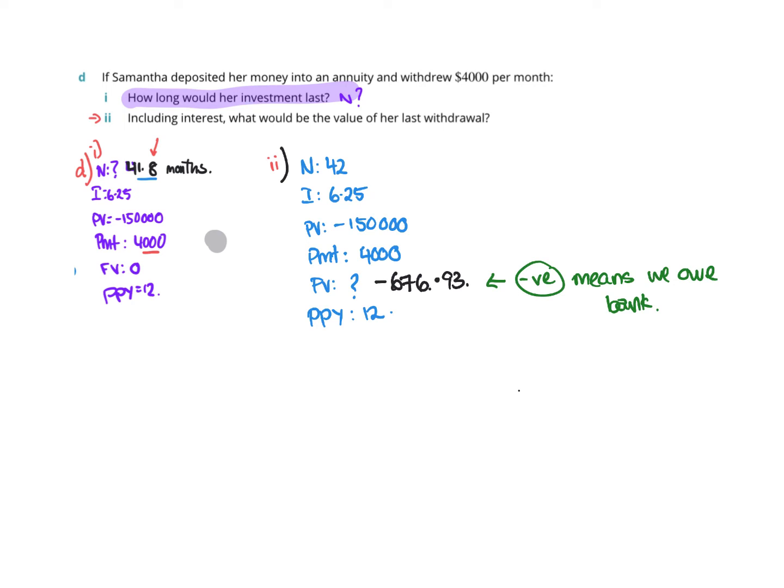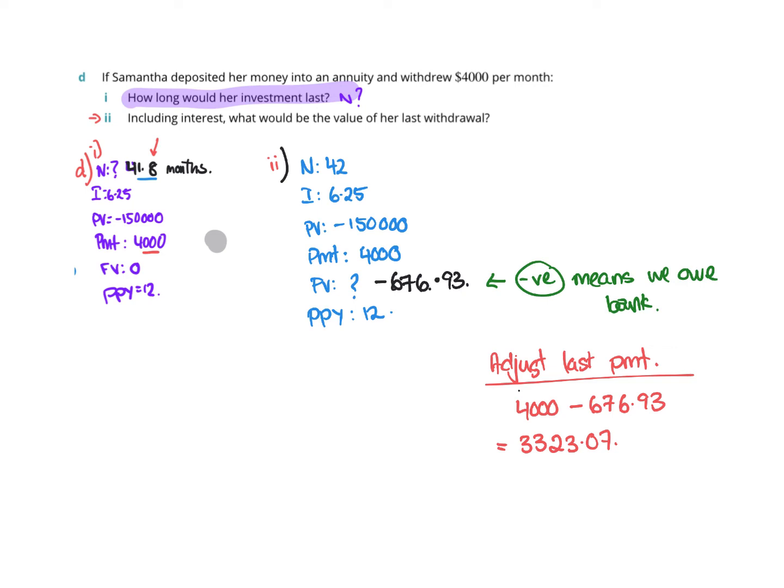So what we're going to do is adjust the last payment. How we're going to do that is we're going to do 4,000 minus what she owed the bank, which is 676.93. So her last payment is going to be that. So 4,000 minus 676.93. So we get, her last payment will be $3,023.07. So that's if you go on to do the extra month that way.